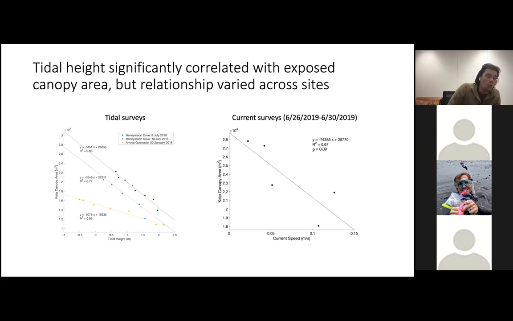I think what this indicates for our satellite estimates is, if possible, rather than try to create specific tidal correction factors, if you can average multiple observations to smooth out the effect of tides and currents, that is ideal. Briefly, the figure on the right shows the impact of current speed on visible kelp canopy area.